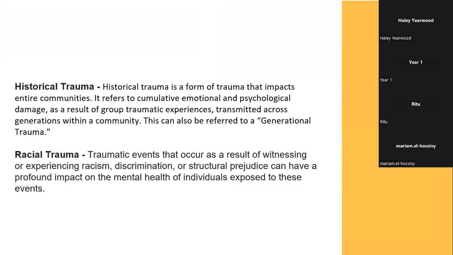So when we're looking at trauma, there are different types. We have historical trauma, which is a form of trauma that impacts entire communities. So this refers to cumulative emotional and psychological damage as a result of group traumatic experiences transmitted across generations within a community. And this is often called generational trauma.